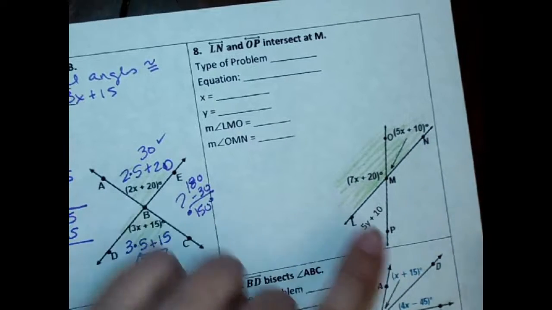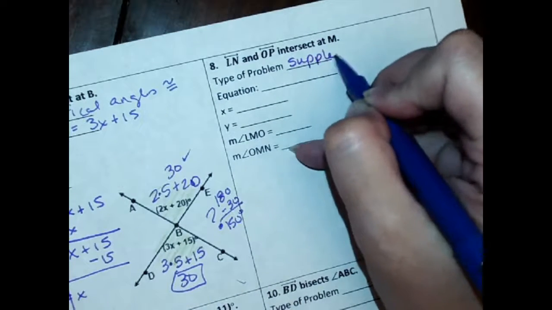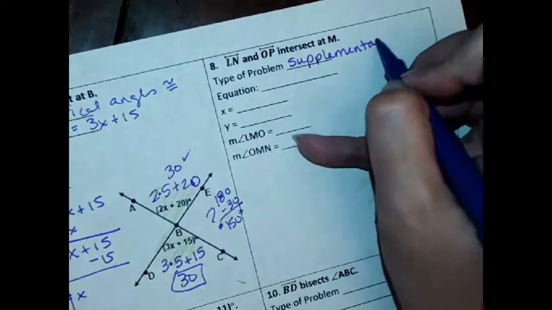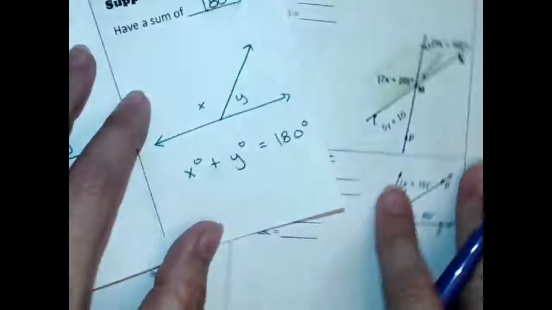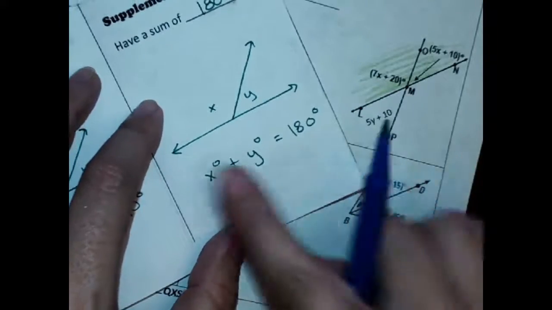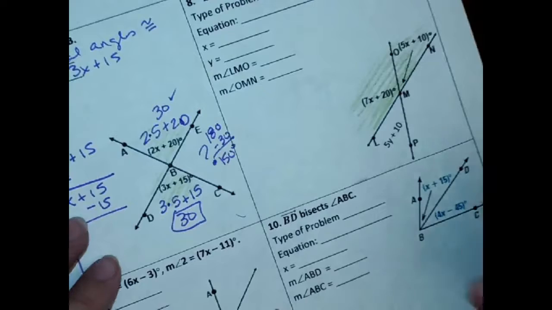So what do I know about these? Well, those are supplementary. And I know that supplementary angles add up to 180. Look, it looks just like that. They make a straight line, and whatever's here plus there equals 180. So that's going to be my equation.